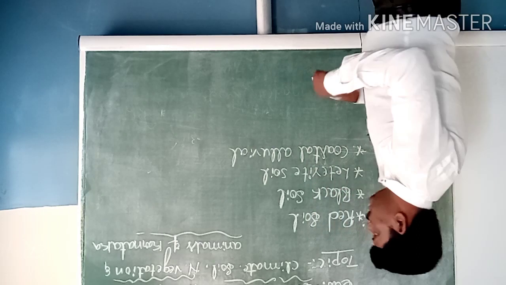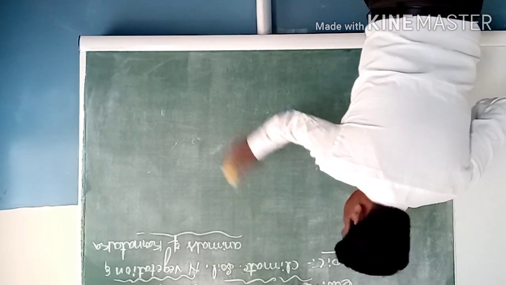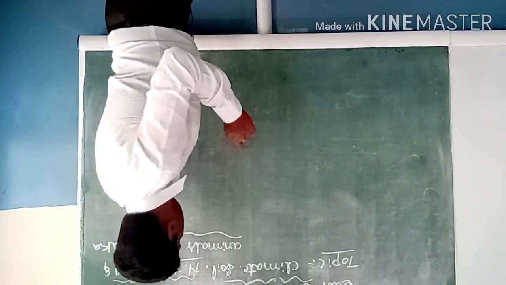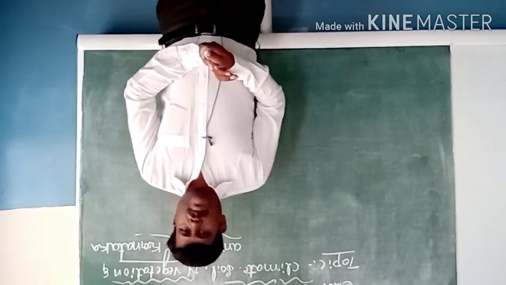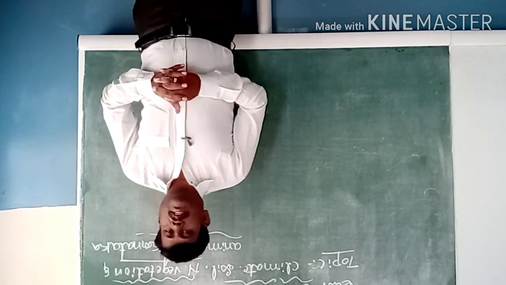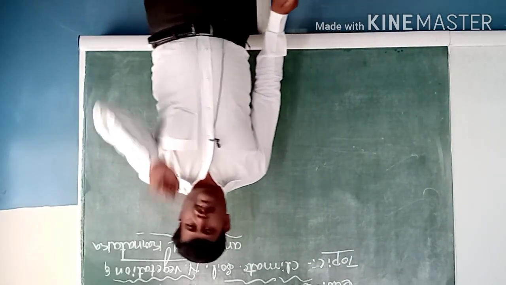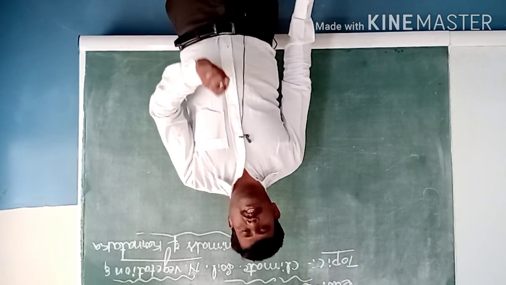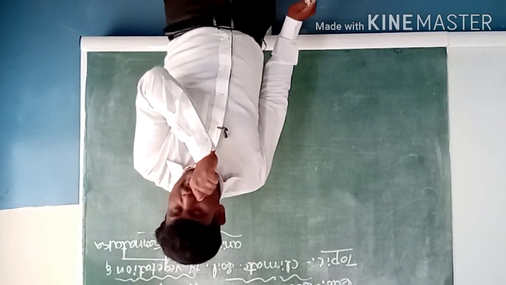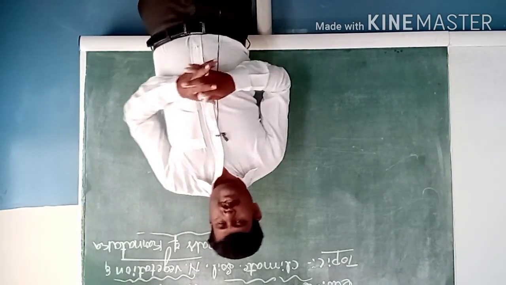Next, we are going to discuss with you the next topic, natural vegetation of Karnataka. Natural vegetation means the trees and plants that grow in nature. These are all known as natural vegetation. The trees and plants that grow naturally are called natural vegetation.